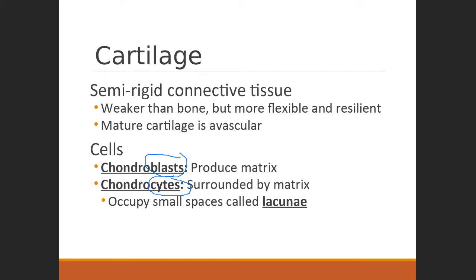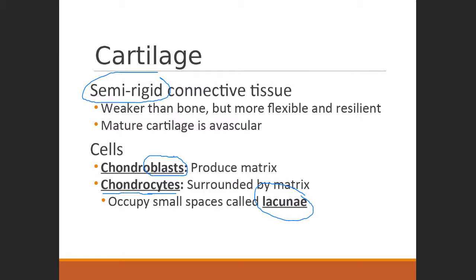However, in this case, we want to get away from that distinct definition. For us, a blast is going to be a cell that lays down new matrix. But remember, we're dealing with a semi-rigid structure. As it lays down new matrix, it's running out of space, painting itself into a corner, so to speak. At the point when it no longer has any room to lay down new matrix, then we call that same cell a chondrocyte. And the space in which it resides is the lacunae. From that point on, the chondrocyte is not responsible for laying down new matrix. They're simply responsible for maintaining the matrix immediately around their lacunae.